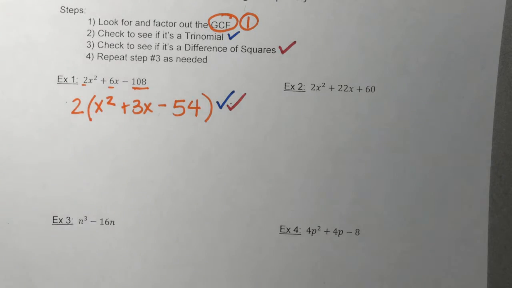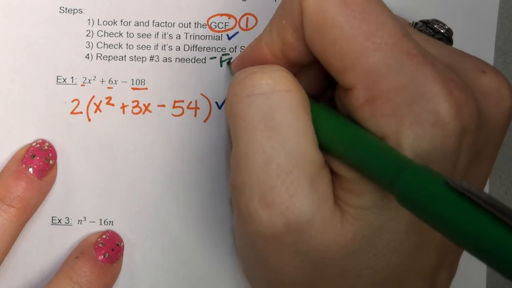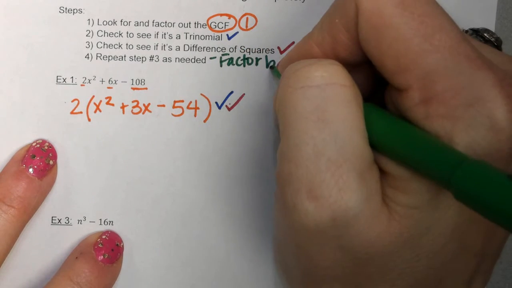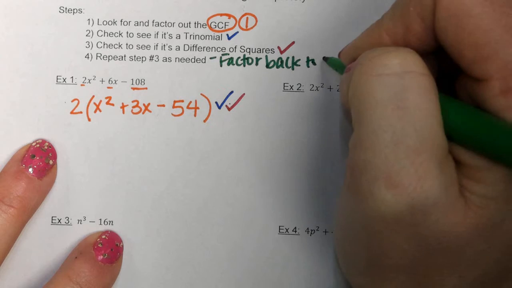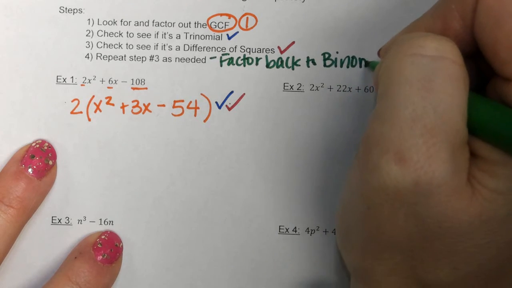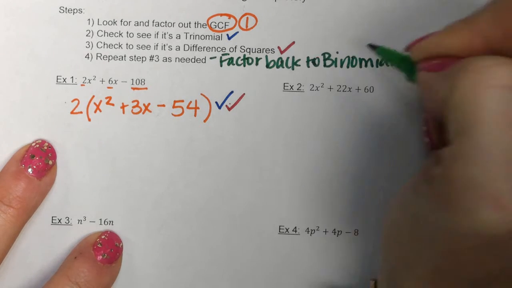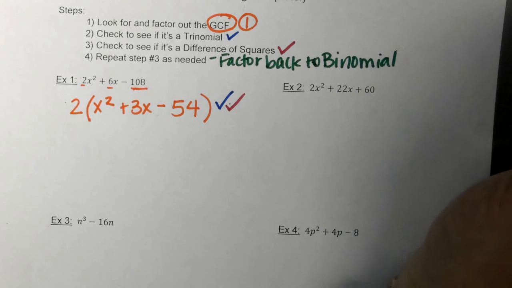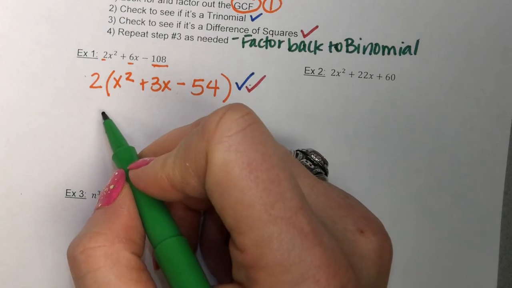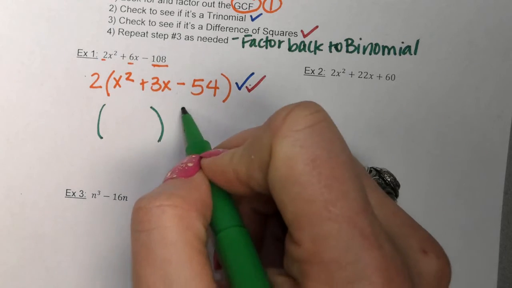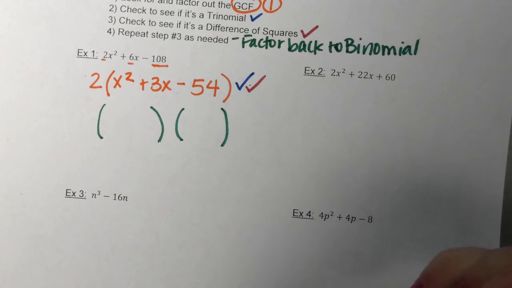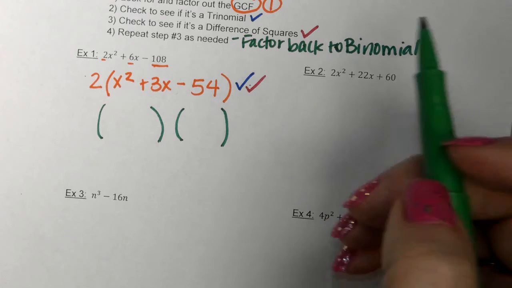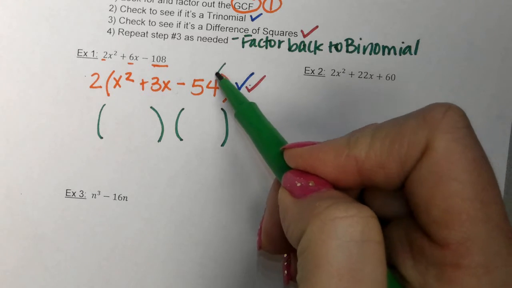And what that means is we're going to factor back to binomials. That's what you guys really like doing on Wednesday in class. That's that backwards FOIL. So we're going to end up putting our answer in binomials like this. Remember?